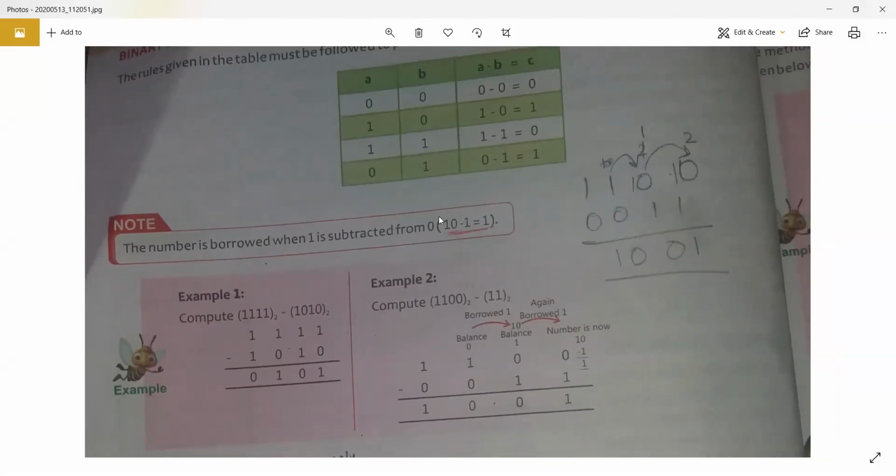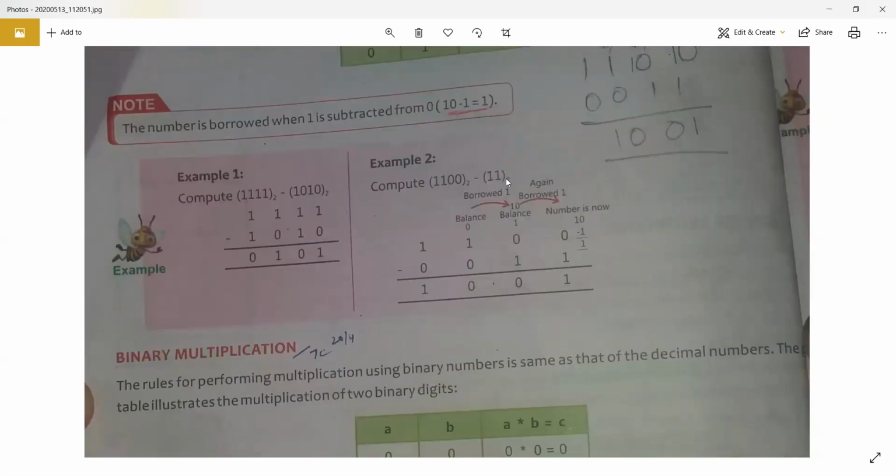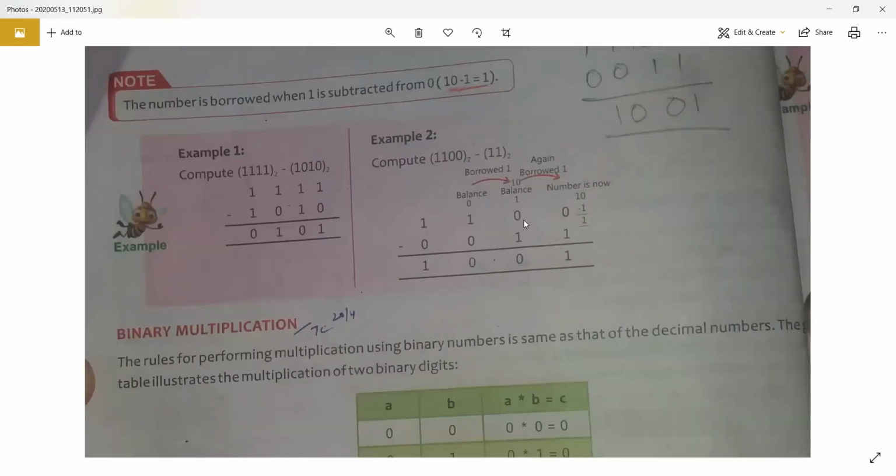Why? As I told you, see, I have written with the pencil also. Please see here that whatever from wherever you are going to borrow. Let us see this second example better. 1100, and you have to subtract 11 from this. All right. So as you can see here, just wait.